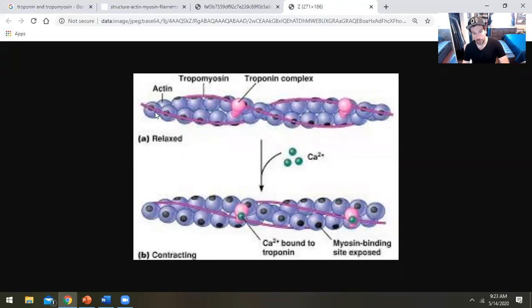But luckily, tropomyosin is here to block all those binding sites, so it can't make the muscle contract. Meanwhile, you've got troponin here, and it's attached to those little threads. When calcium comes in, calcium is attracted to that troponin, and that moves the strand out of the way, exposing the binding sites, and now myosin can reach up and grab actin.